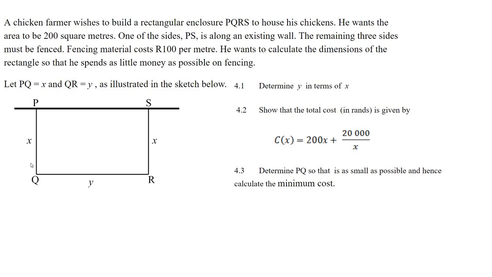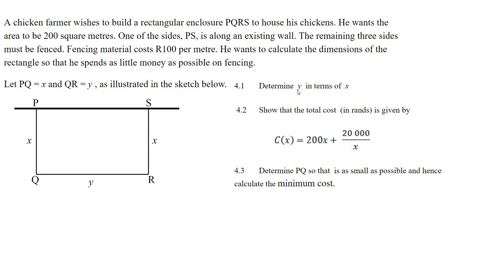Well, area of a rectangle, that's width times length, so that should be pretty easy. But anyways, one of the sides, PS, is along an existing wall. So the only fence that he's going to need is X plus X, and Y. Okay, that's the only fence he's going to need. The fencing material costs 100 Rand per meter. Okay, there we go. All right. He wants to calculate the dimensions of the rectangle so he spends as little money as possible.